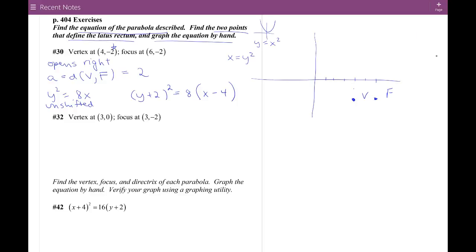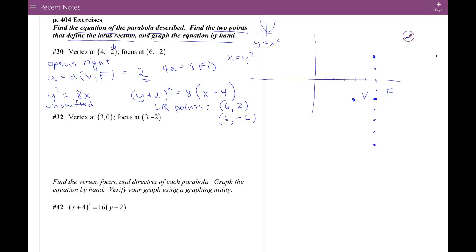Okay, and then we know a is 2. So we know 4a is 8, and this is the focal diameter. So at the focus, if the focal diameter, the width, is 8, means I need to go 4 in each direction. So 1, 2, 3, 4 up, and 1, 2, 3, 4 down. And I need to find those latus rectum points. But I usually draw them on the graph and then read the coordinates off. So it's (6, 2) and (6, -6).